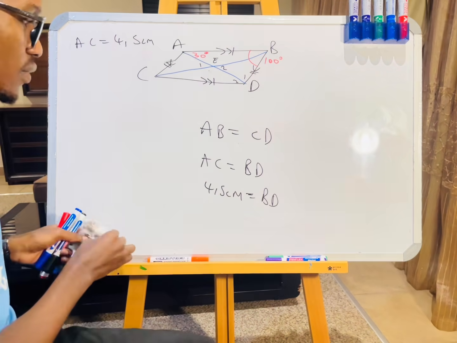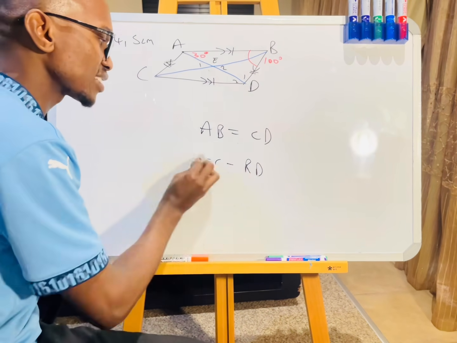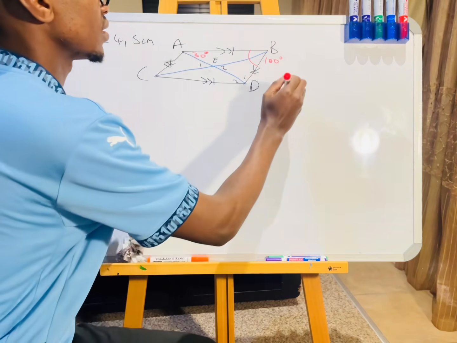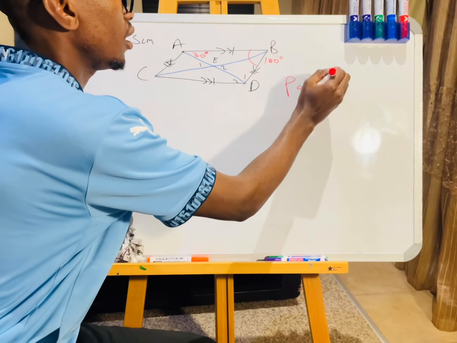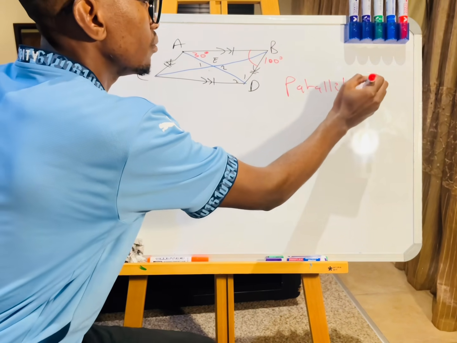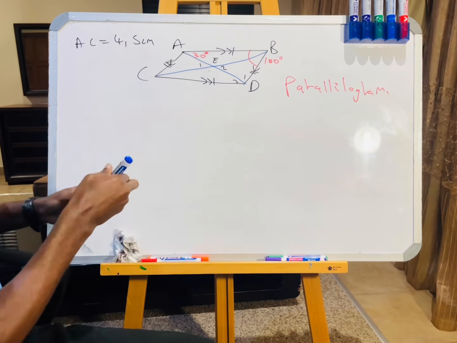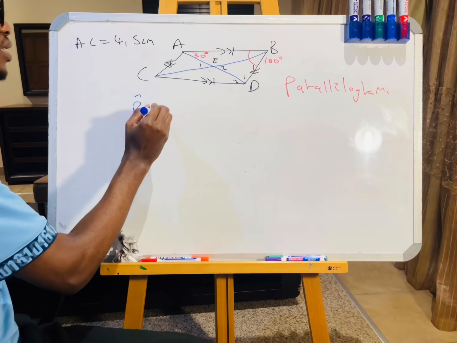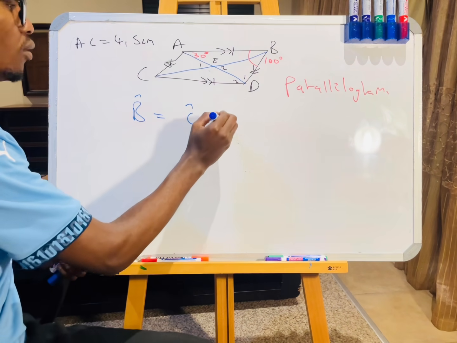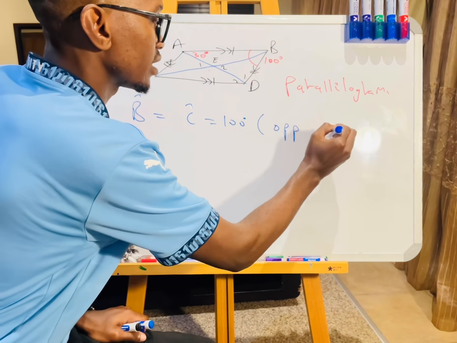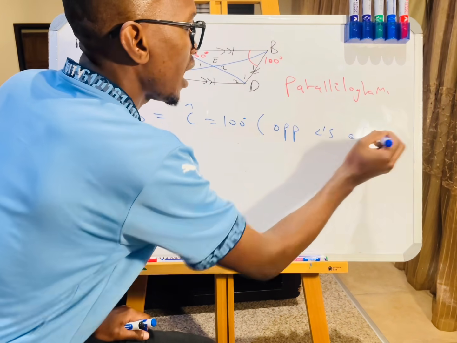But I hope you got it. So they told us that this is a parallelogram. Already we are told, so it means we are good. So I'm going to start by saying angle B equals angle C. They are both 100 degrees, opposite angles of a parallelogram.